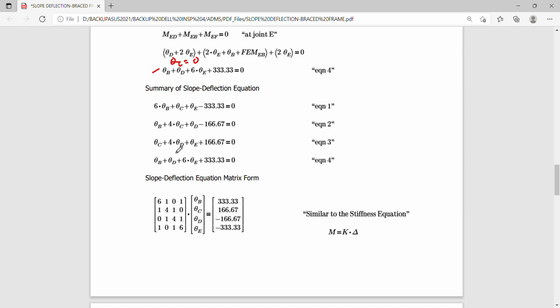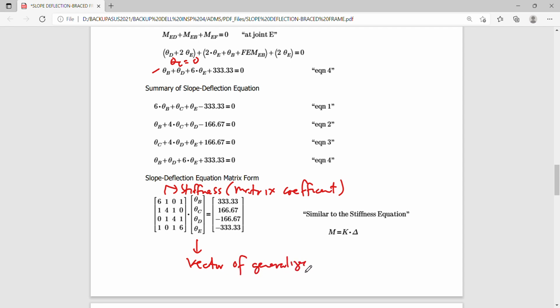Okay, so you now call this matrix of coefficients your stiffness matrix, which simply represents the matrix coefficients of your 4 equations above. These are the vectors of generalized displacement. They are generalized since sometimes you need to account for chord rotation, but in this case you don't have a chord rotation. But generally this must be a vector of generalized displacement.